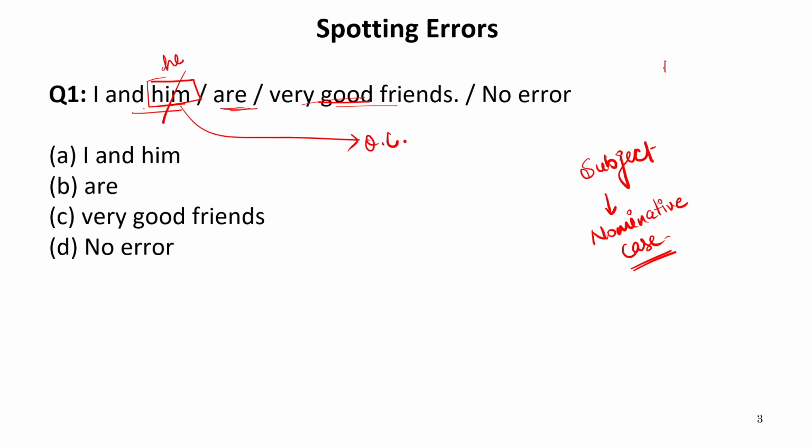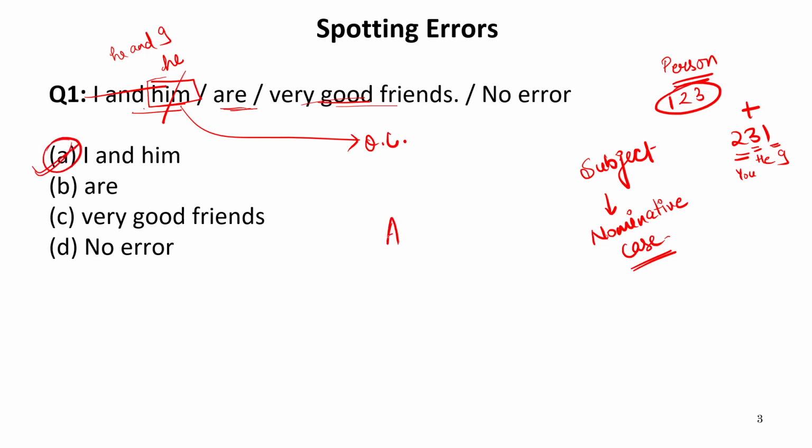Moreover, when we talk about the person rule, that is first person, second person, and third person, and if the sense is positive, we follow the rule 2-3-1. It means first we have second person, that is you, then third person, that is he, she, it, or they, and then first person, that is I. Therefore, this I and him should be replaced with he and I. Now the sentence will be correct. For example, he and I are very good friends. So this will be the correct sentence. Therefore, the error is in part A. So our answer is A. This is very, very simple.